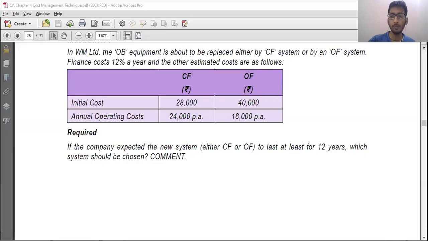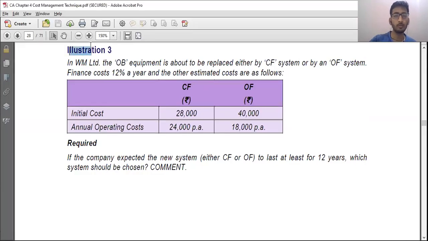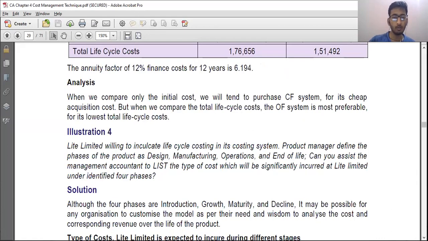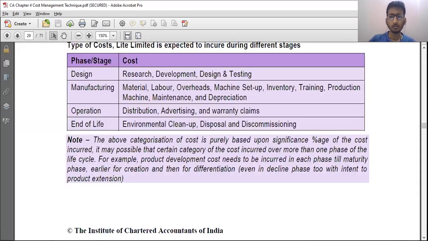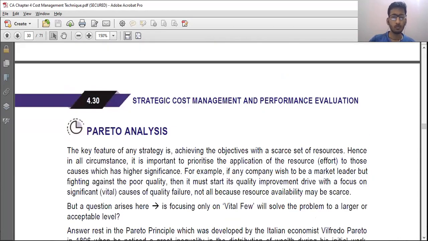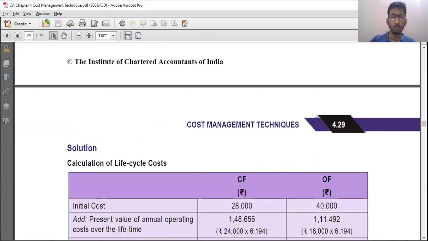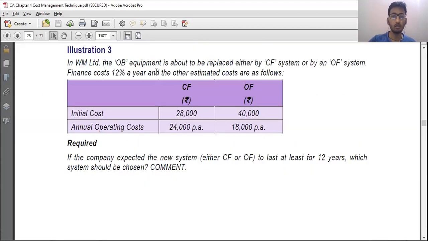So today we are doing this question only, question number 3, illustration 3. I think there is only a third and a fourth. The fourth can be said to be a theoretical question. So there's only one question which we can do here.